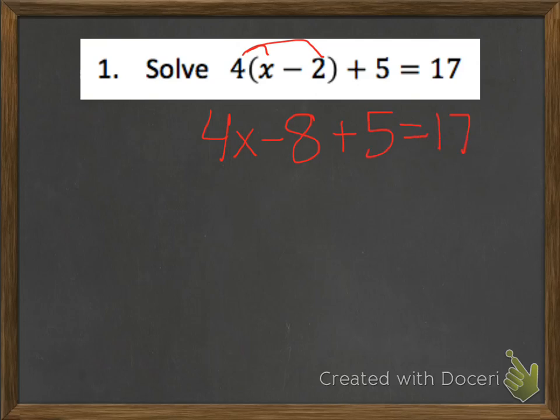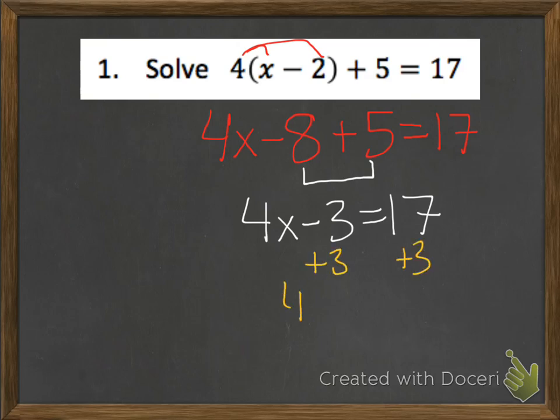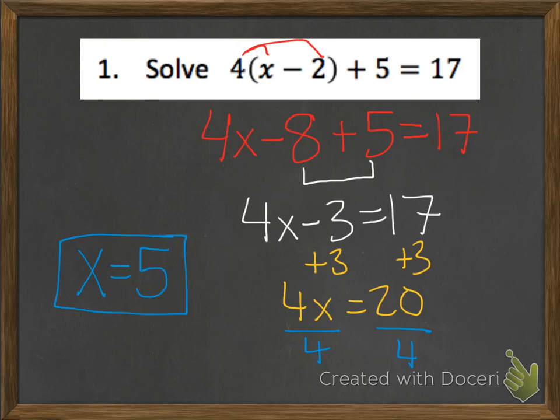From here we want to combine our like terms and solve for x. So our -8 + 5 leaves us with a negative 3. And we have 4x - 3 = 17. We want to add 3 to both sides, and we have 4x = 12, and then divide by 4, we're left with x = 5.